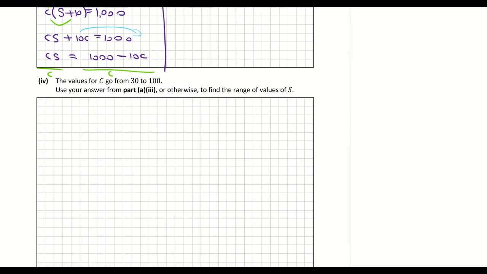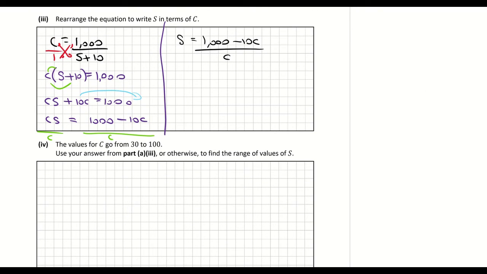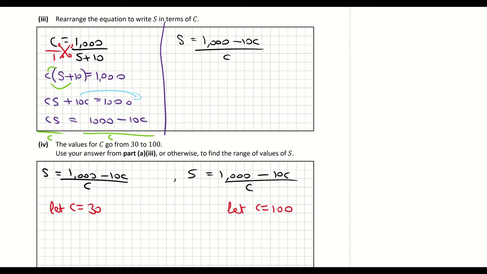Part 4. The values for C go from 30 to 100. Use your answers to A part 1 or otherwise to find the range of values for S. So let's just keep part 3 there. Coming from part 3, my answer for S is 1000 minus 10C over C. Now I'm going to basically do this out twice here. I'm going to sub in values for C to be 30 and 100. So in my first one, I'm going to let C equal 30, and in the second one, I'm going to let C equal 100.